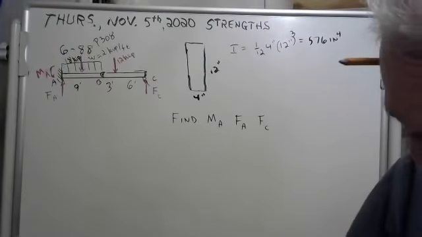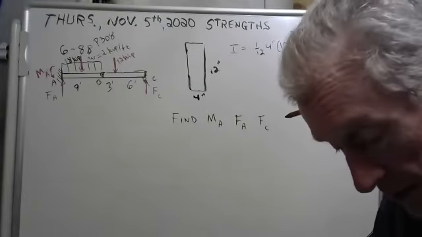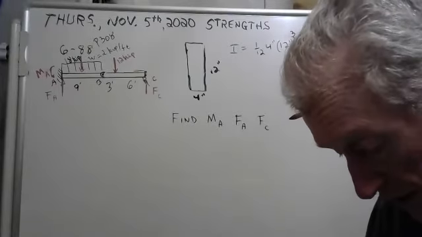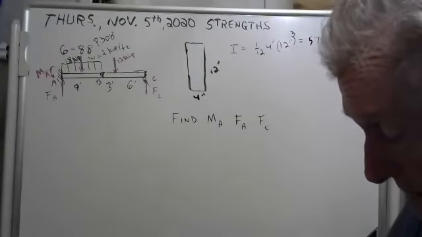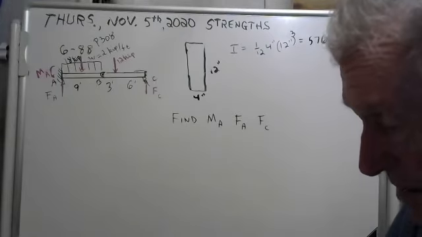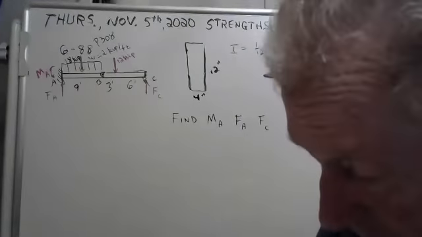Yeah, I think I got it. Yeah, go ahead. Who am I talking to? Shane. Tell me what you think, Shane. I think the moment at A is 117 kips. And the force at C, Shane, wait a minute.